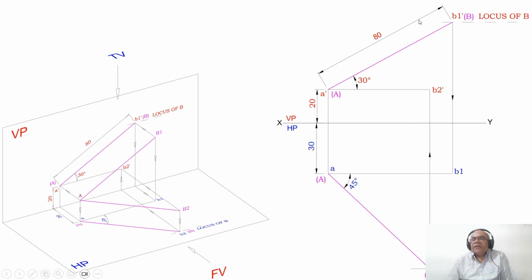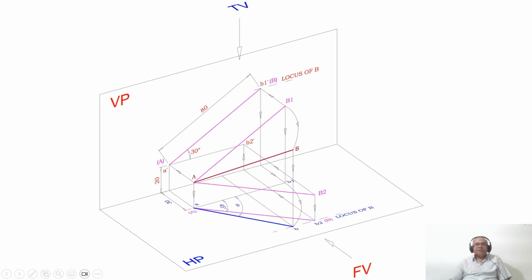Similarly, the locus of B in the front view is here, but the actual point of the front view is now at this point. But B2 should be on the locus of B in the front view, such that without altering the length of A dash B2 dash, B2 dash should go to the locus of B. That is possible only by drawing an arc. Similarly, AB1 is the length of the top view, but B1 should not be here. B1 should come on the locus of B, such that the length of AB1 should not alter. That means you need to rotate this till the locus of B in the top view.